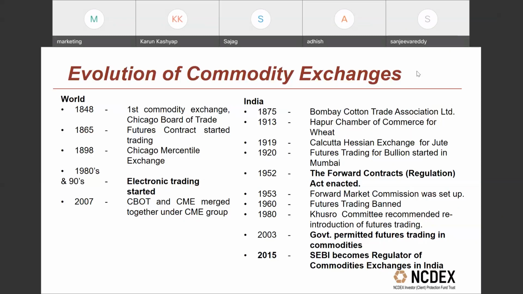Again, when things opened up and we became self-sufficient in our food production, then in 2003 the government approved starting trading in the commodity derivative market again. This is how commodity trading started again in India.